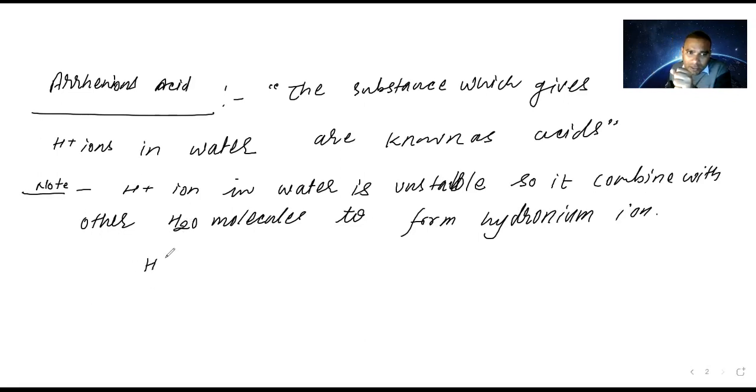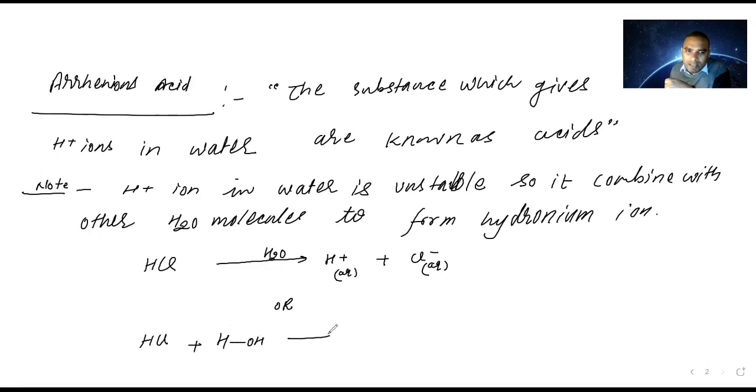If I take HCl and dissolve it in water, H2O, it gives H plus ion plus Cl minus ion, both aqueous. If you write this equation in a different way, HCl plus HOH, which is water, gives H3O plus and Cl minus. This is how it happened.